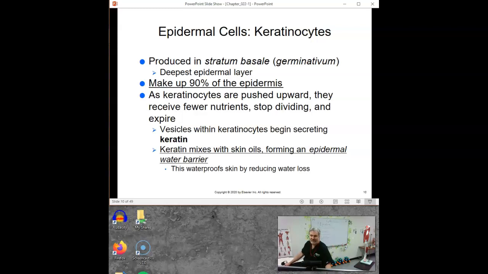One of the benefits of them is even when they're dead, they mix with your oil, which we'll get to in a second, your sebum, that's your natural body oil, and they create the waterproofing barrier for your skin.